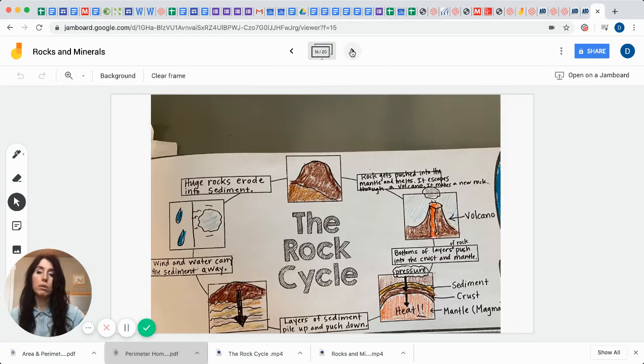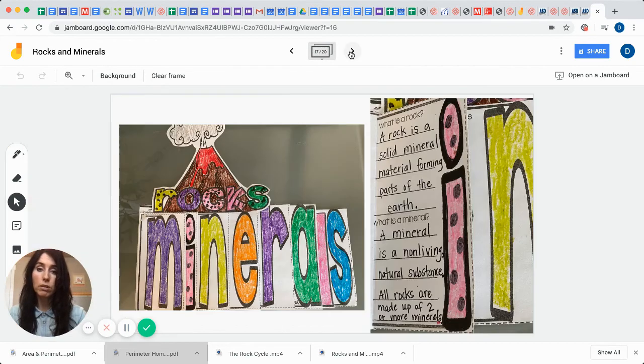Now, if you're working on this book, it's going to have its own little rock cycle. You're welcome to color the pictures, and if you'd like to use some of my words to describe what happened during the rock cycle that you see here, you're welcome to do so. I went ahead and made about a sentence in length describing what I saw happening in those pictures. So you're welcome to do that if you have the book. If you don't have the book, don't worry about it. You don't need to do it.